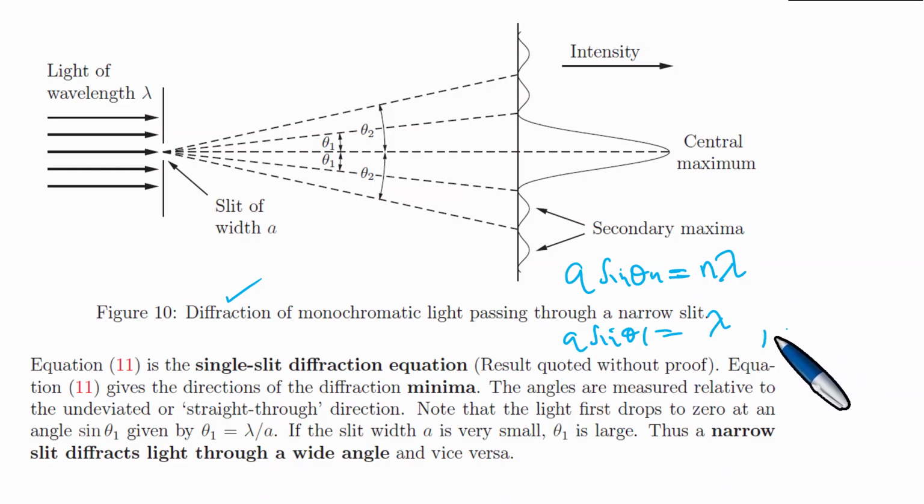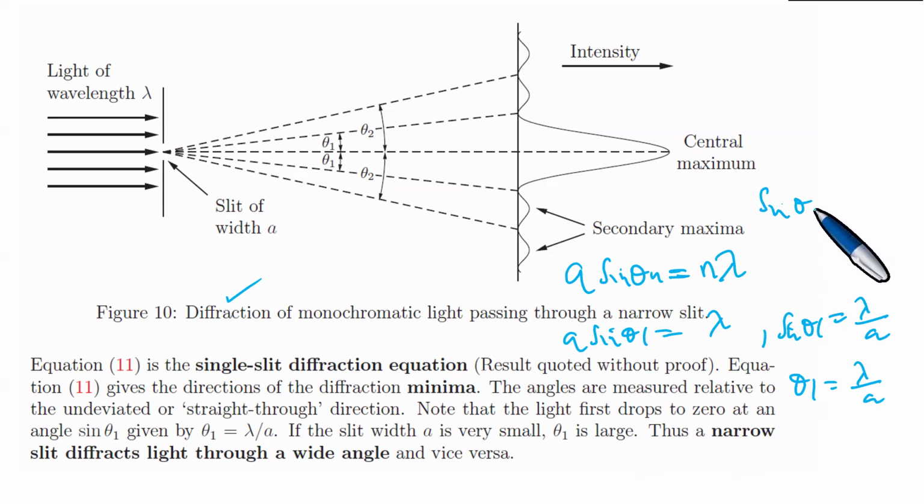At this point, the sine of theta 1 is lambda divided by A. When theta is very small, sine theta is approximately theta, so theta 1 becomes lambda divided by A. If the slit width A is very small, theta 1 is very large. Thus, a narrow slit diffracts the light through a wide angle and vice versa.